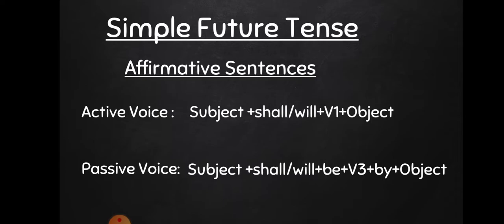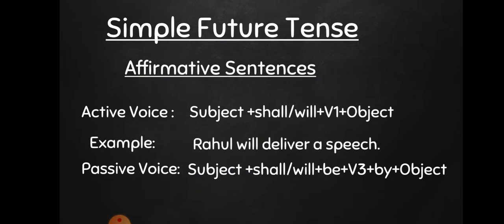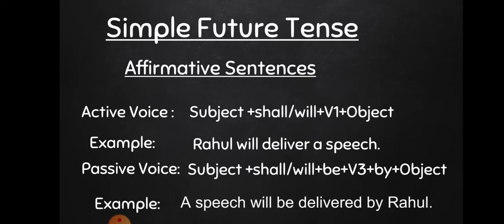Now, we need to remember, and as I've been telling you in my previous videos also, the subject in the active voice becomes the object in the passive voice, and the object in the active voice becomes the subject in the passive voice. Let's take an example. Rahul will deliver a speech. The passive will be a speech will be delivered by Rahul.